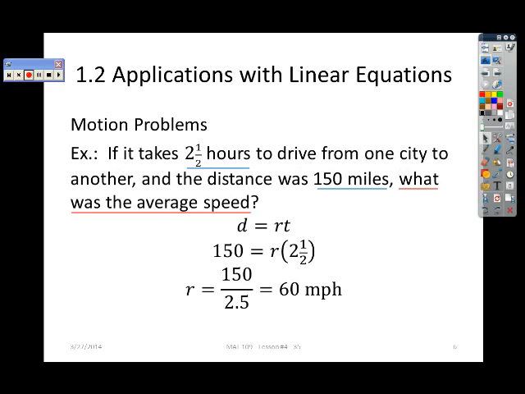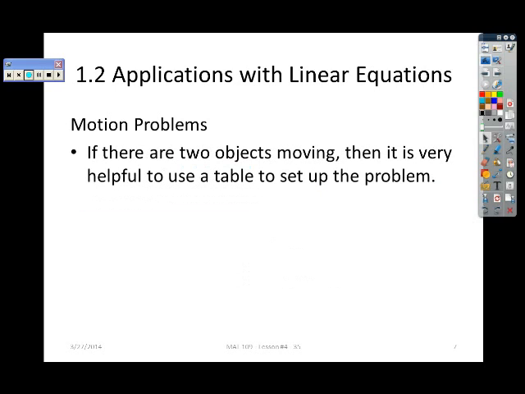All right, what if you have more than one object? Let's say we have two objects moving. We're still going to use that same formula, distance equals rate times time. But now the problem is much more involved. There is much more to have to be concerned with. Because of that, if you use a table to help you set up the problem, the table helps you organize it, helps you identify the things that you know and that you need to know, and also leads you to what the equation is.